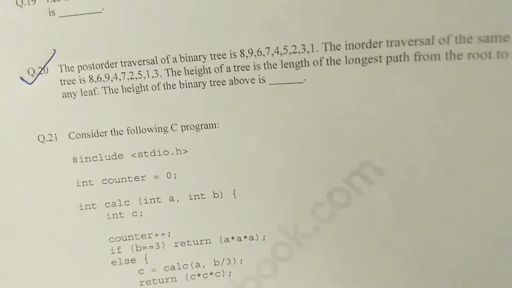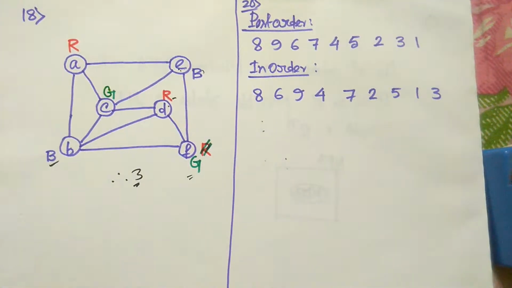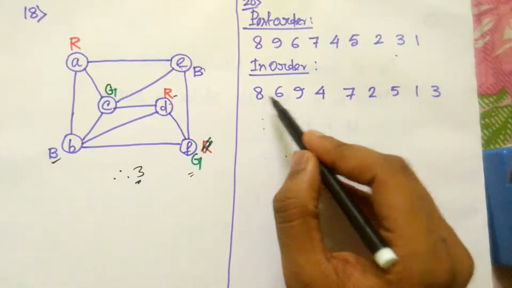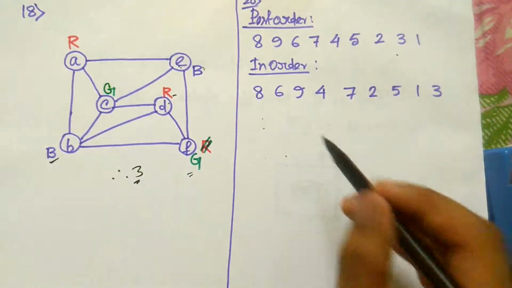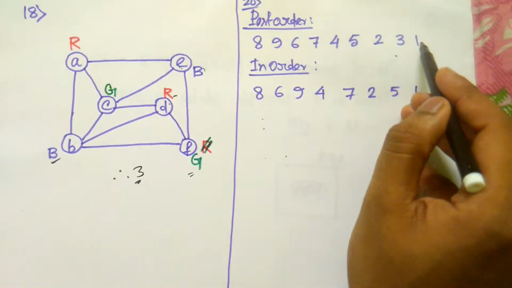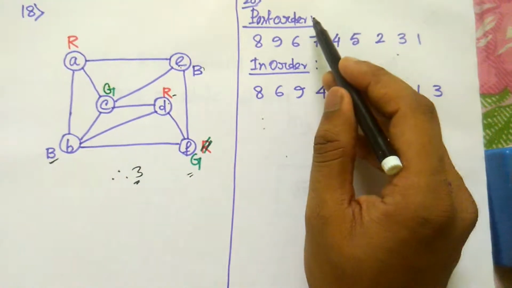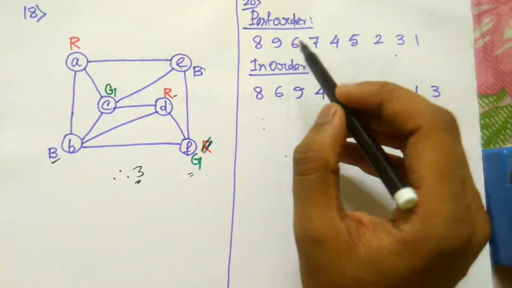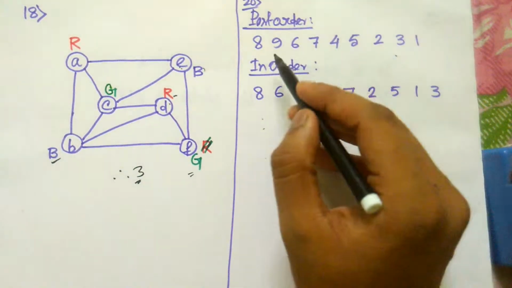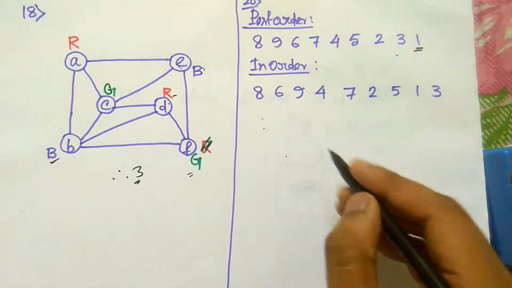The post order is this, and the in order is this. Now we'll solve the question. As you can see here, 1 is the last node of post order. Post order means the root is traversed last, so for that tree, 1 must be the root.